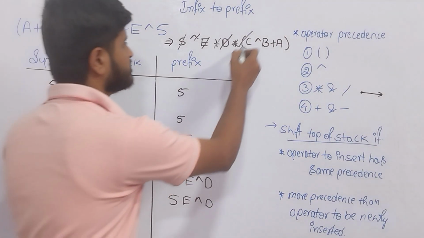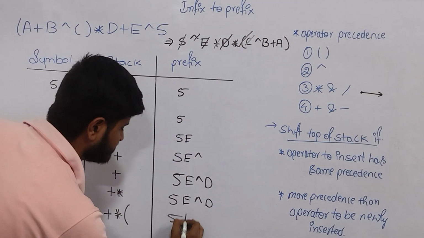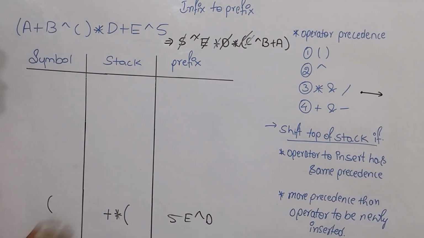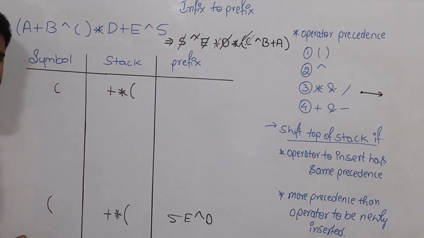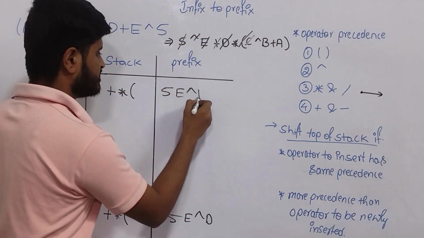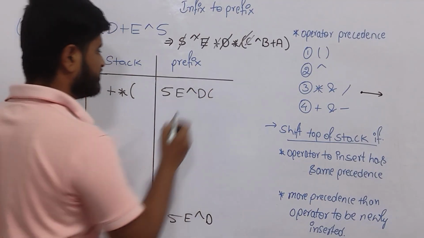Next, I must insert C. So this will remain as it is, 5e exponential d. Now I want to insert C. Next, in the stack I have plus, multiplication and open bracket. So here 5e exponential d, and C is a letter, so you will directly insert it here.